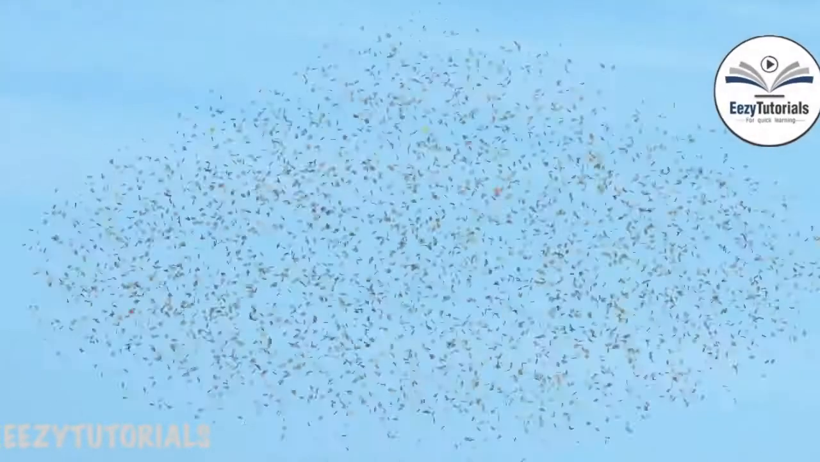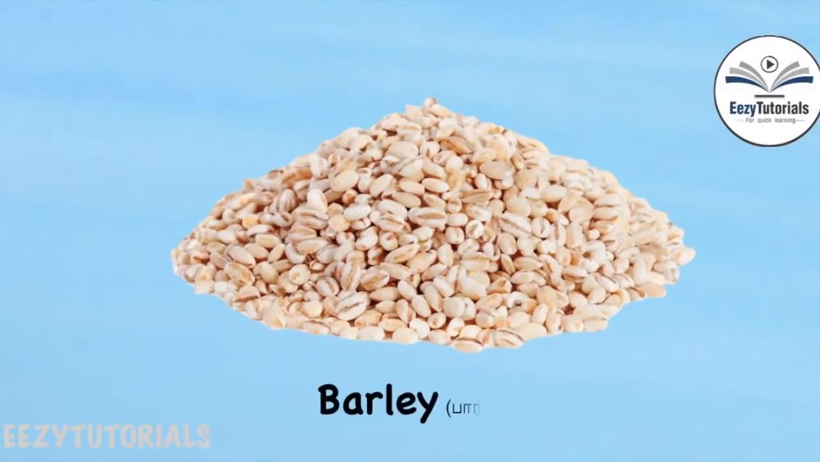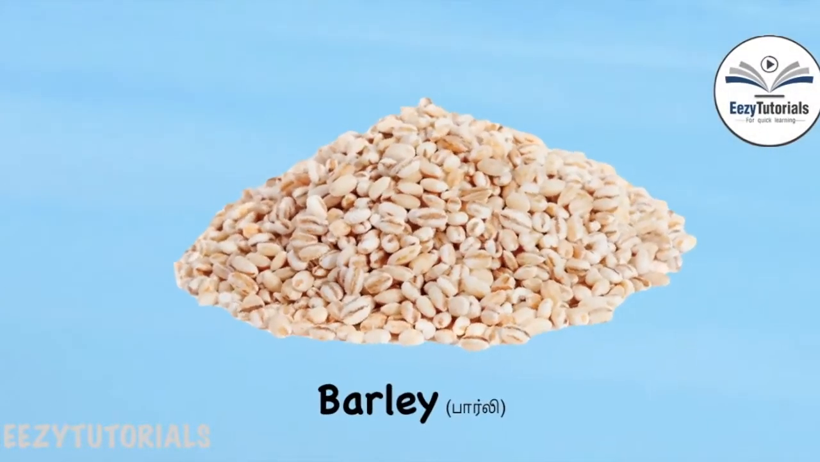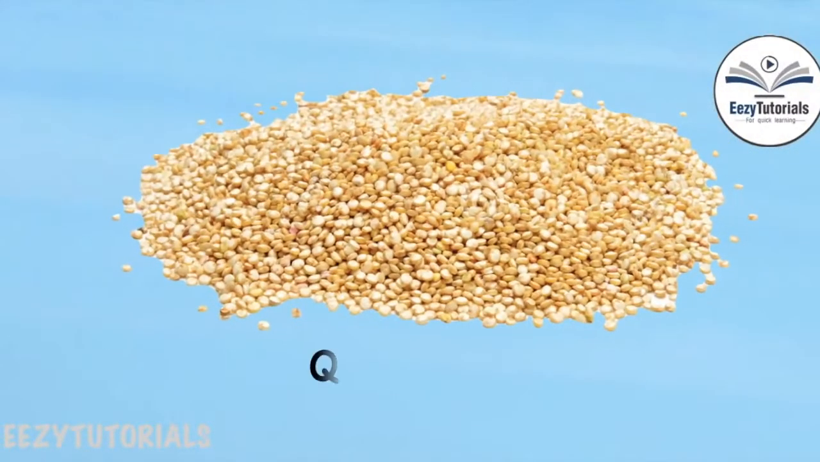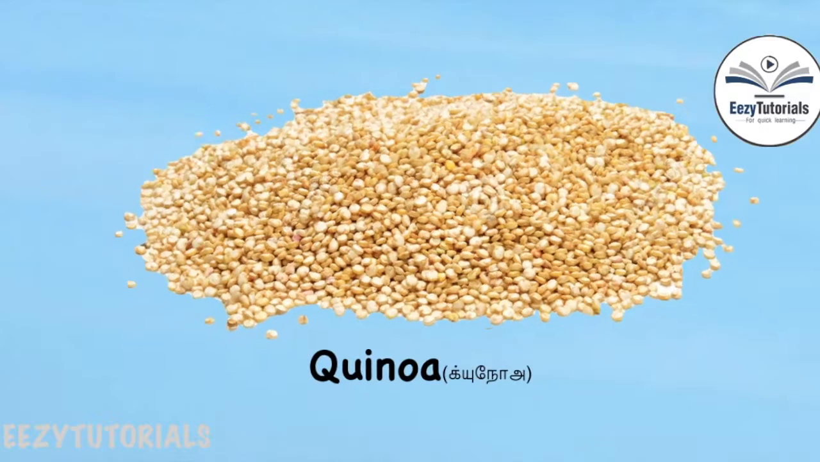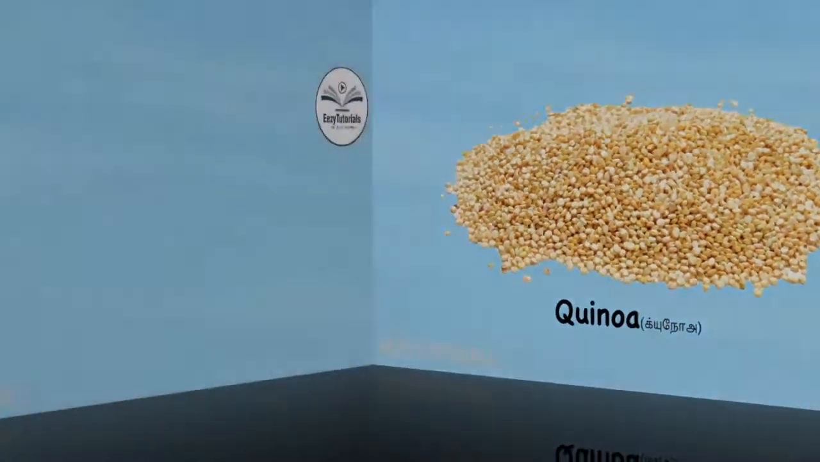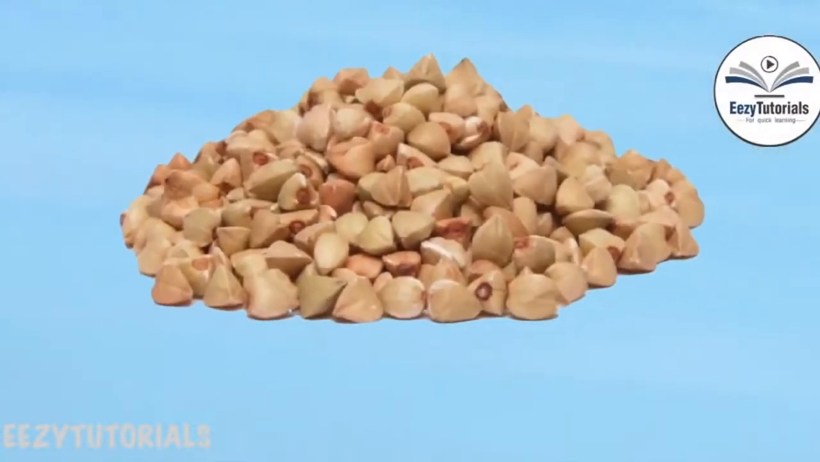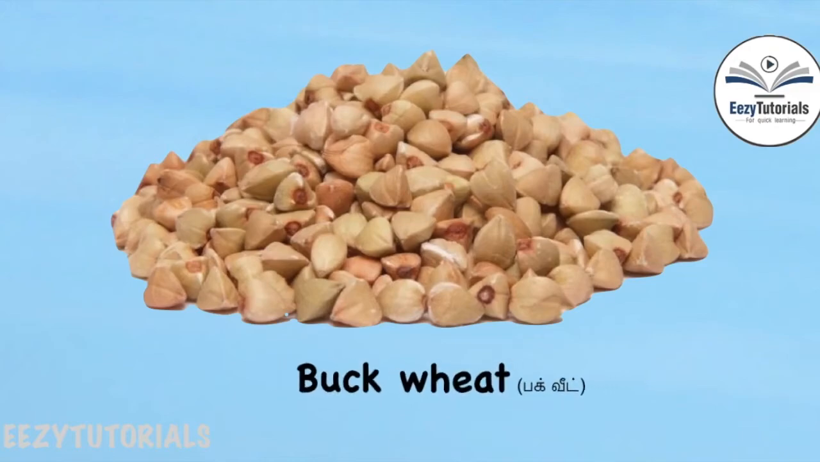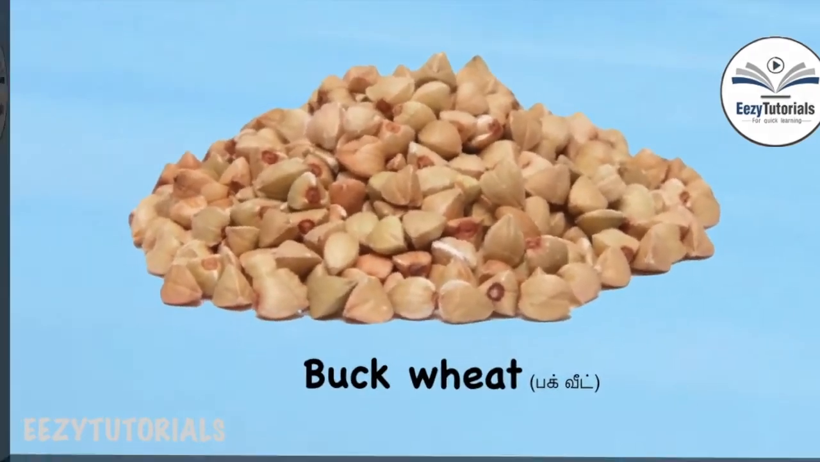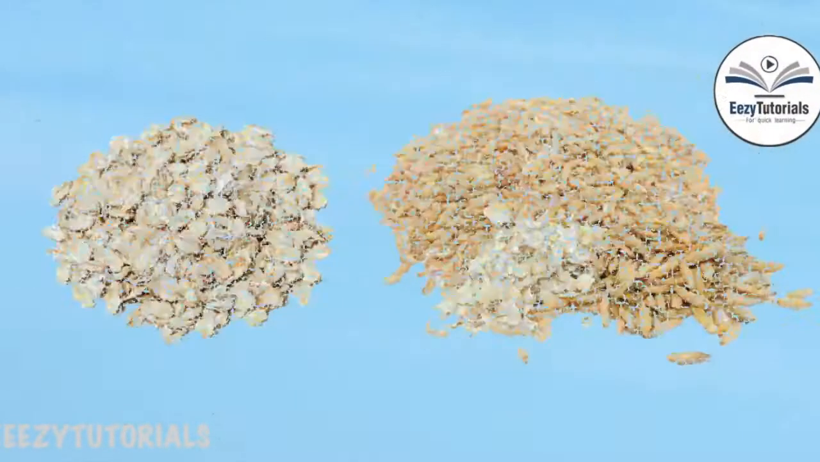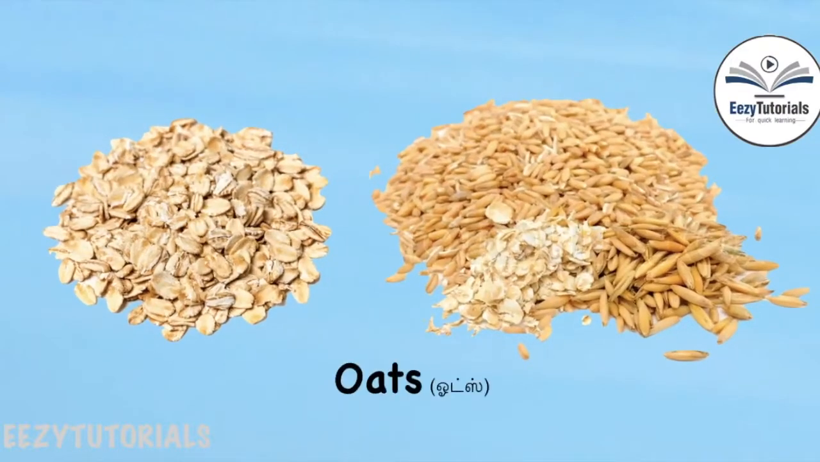These grains when cooked become very large. What is this? Barley. Find this. Quinoa. This is Buckwheat. And these grains are Oats.